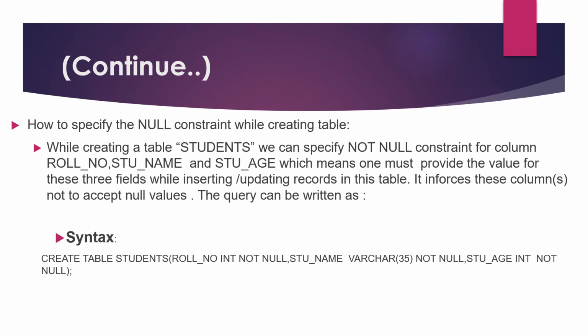Okay, then student name is the second attribute of student table. Data type is varchar and 35 is the limit. Then not null means you must provide the value here. Then student age is the third attribute of student table. Int is the data type of student age attribute, and not null means again this column is not to accept the null values. You must provide the value in this field.